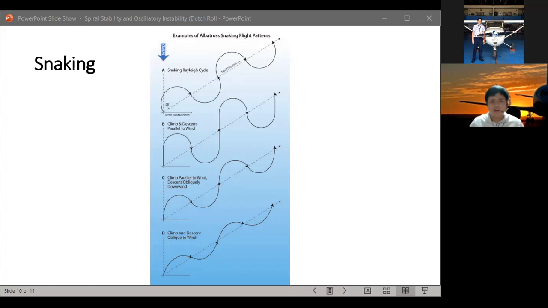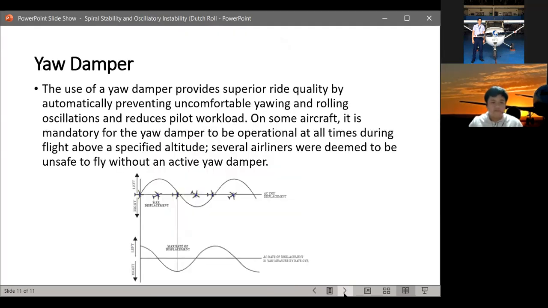So we check out the yaw dampers. These yaw dampers are also known as the stability augmentation system. I have a picture for you on the next slide. This yaw damper system consists of a series of accelerometers and sensors that monitor the aircraft's rate of yaw.